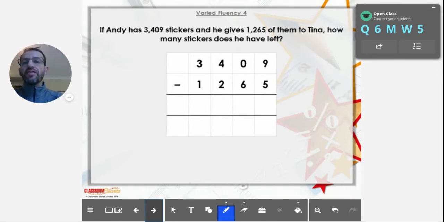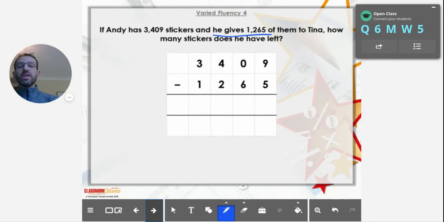Okay, if Andy has 3,409 stickers and he gives 1,265 of them to Tina, how many stickers does he have left? So Andy's got 3,409. He gives 1,265 to Tina. How many does he have left? So I'm thinking this is going to be subtraction. It's not going to be addition.